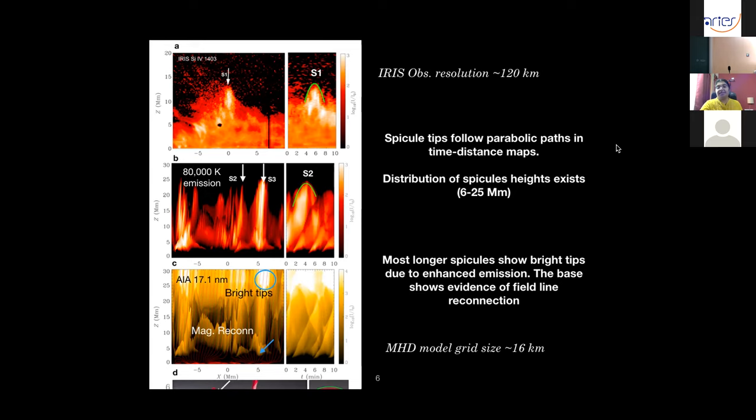Let me emphasize again that most longer spicules show bright tips due to enhanced emission. Sometimes at the base of those spicules which show bright tips, we see evidence of field line reconnection. These models are fairly fine resolution: we resolve 16 kilometers in the atmosphere of the Sun.